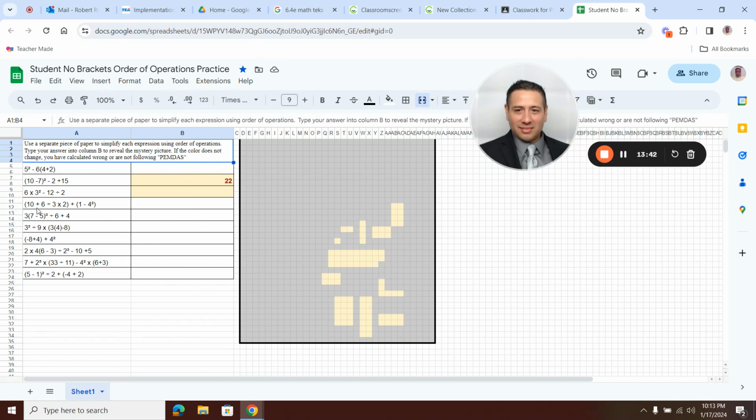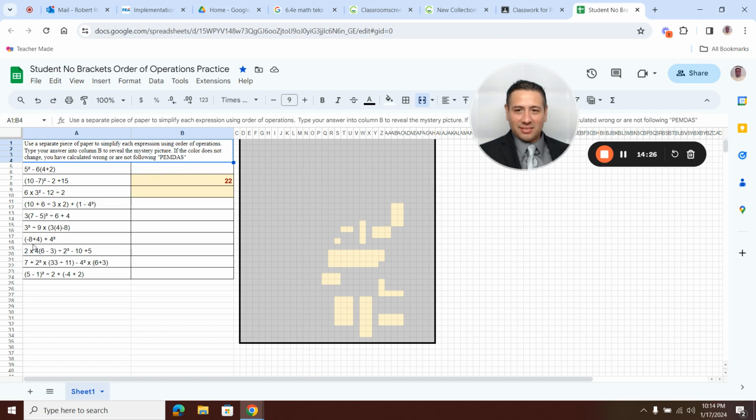This one is 10 plus 6 divided by 3 times 2 inside parentheses, plus open parentheses, 1 minus 4 to the second power, close parentheses. The next one is 3 times the parentheses, the number next to parentheses means times, don't forget that. 7 minus 5 to the third power divided by 6 plus 4. The next one is 3 to the third power, 3 cubed, divided by 9 times, open parentheses, 3 times 4, a number next to parentheses means times, minus 8, close parentheses. So we need to do this first before we do the rest outside.